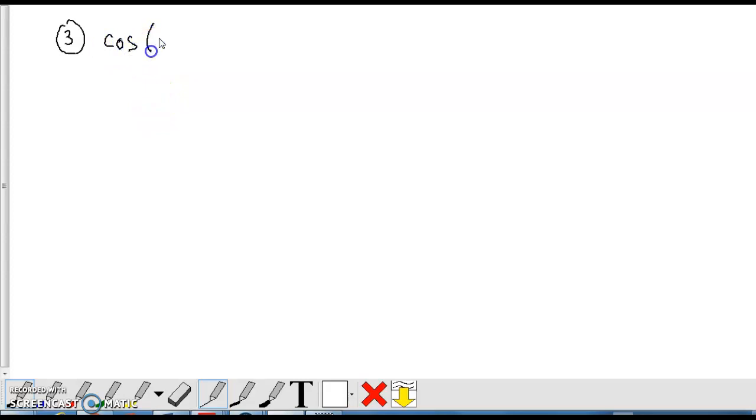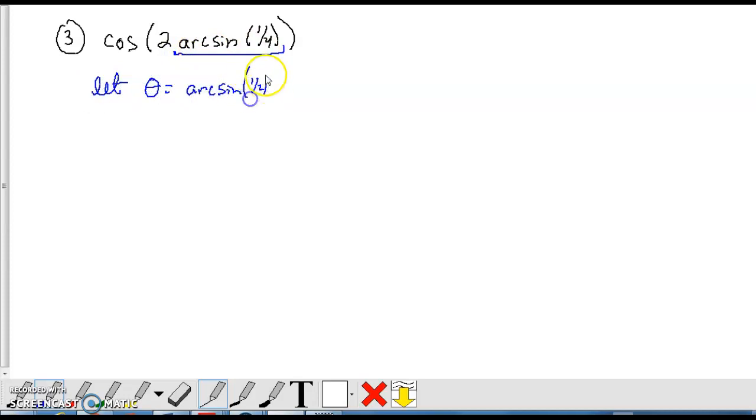So cosine of 2, I'm going to write it like this time, arc sine of 1/4. Again, this kind of looks a little scary, but I always want to just get rid of whatever the inverse is. So I'm going to write a let statement. I'm going to say let theta equal this inverse, so arc sine of 1/4.